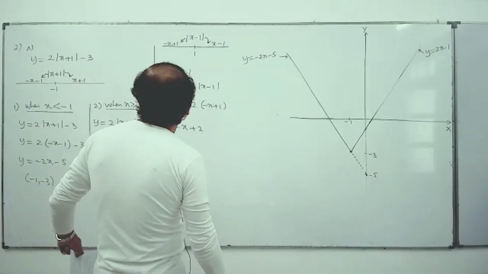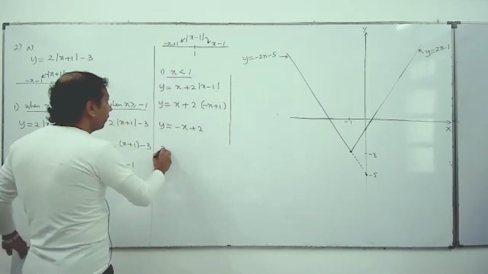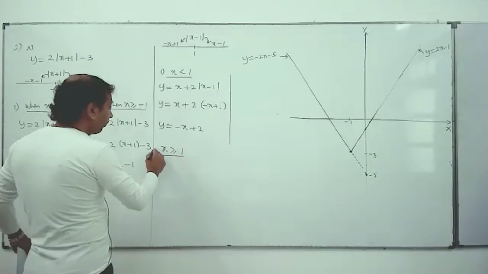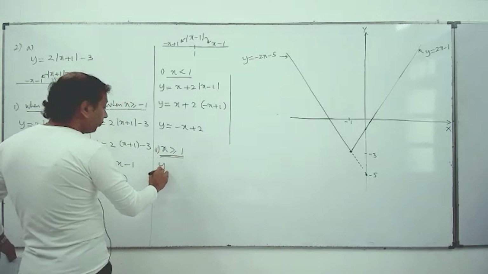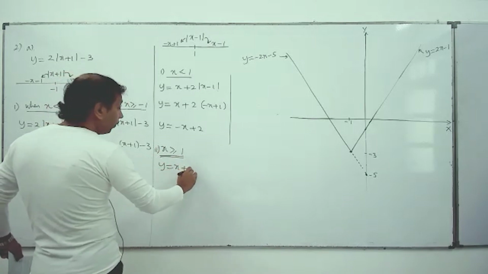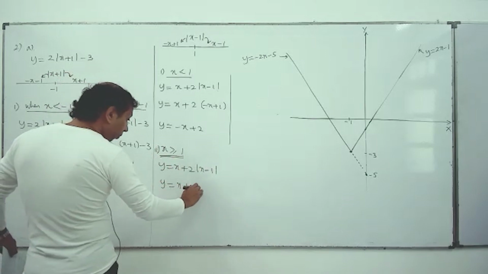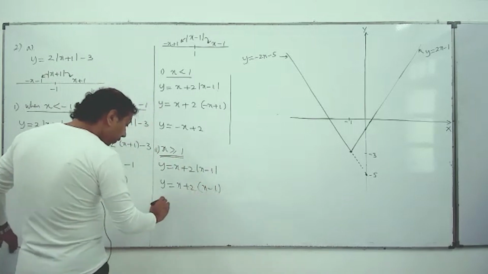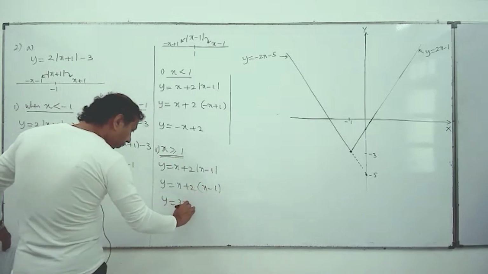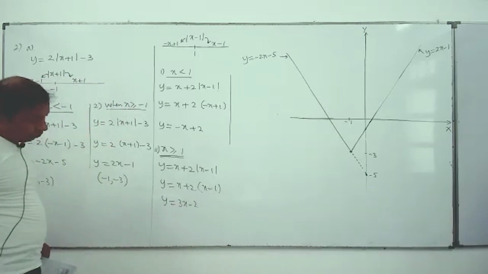Secondly, x greater than or equal to 1. y equals x plus 2 times mod x minus 1. Mod x minus 1, on the right of 1, is x minus 1. So we get y equals 3x minus 2. Right. Now we need to find 2 points to draw this one.